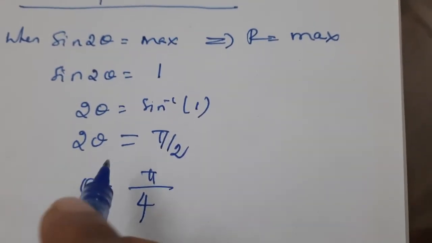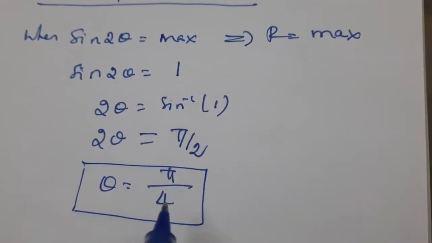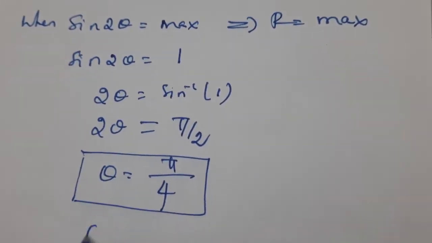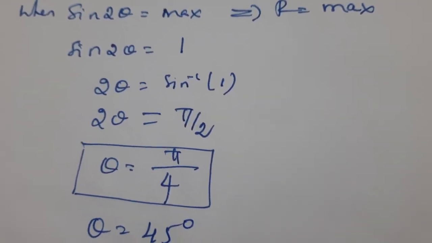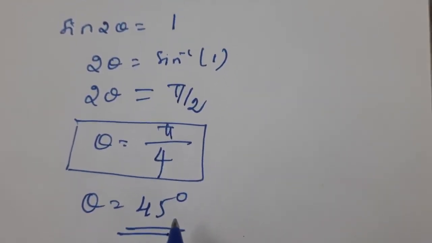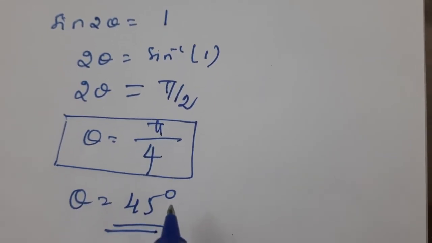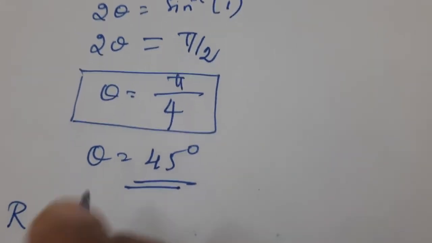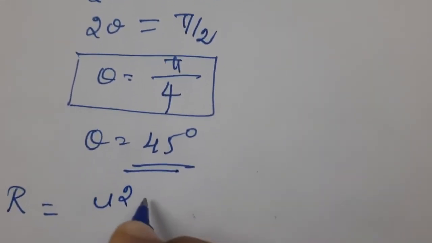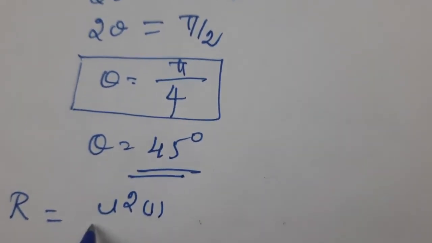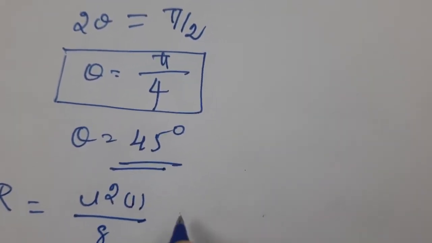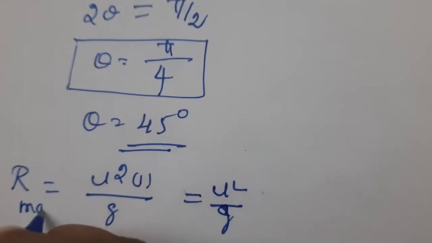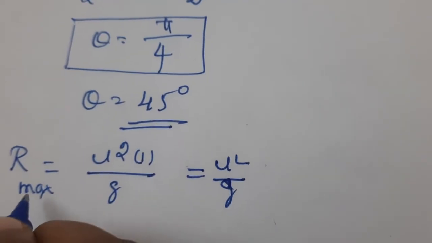So at this angle, we will be getting the maximum possible range. Pi by 4 means the particle is projected at an angle of 45 degrees with respect to the horizontal. It attains the maximum range. So R can be written as u square sin 2 theta by g, where sin 2 theta equals 1 when theta is 45 degrees. So R is equal to u square by g. This is the maximum range.